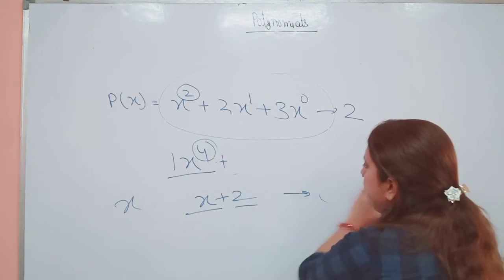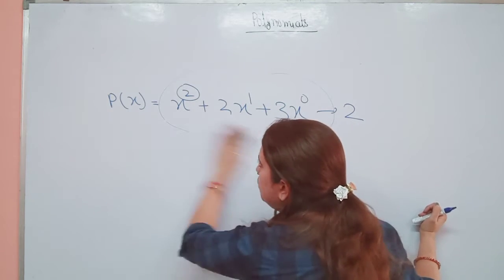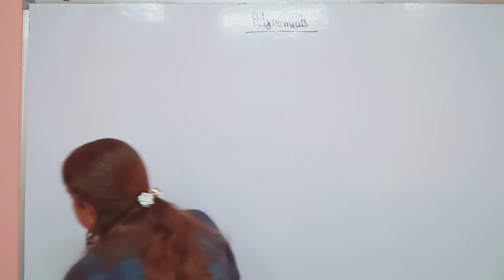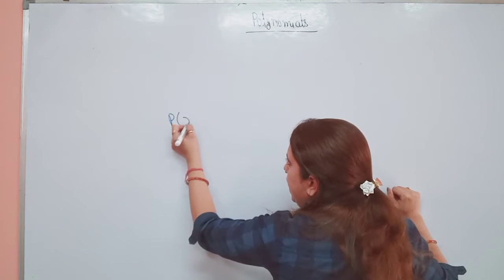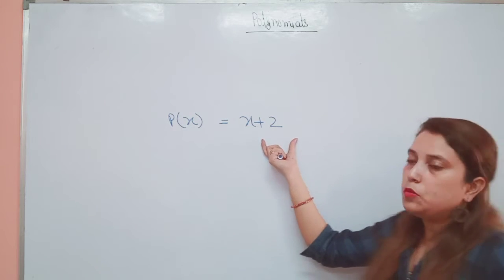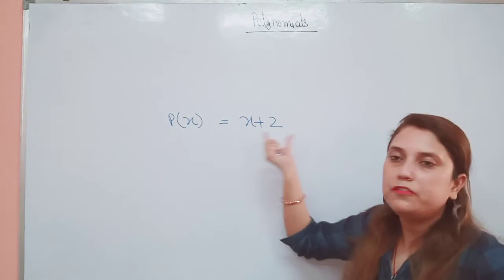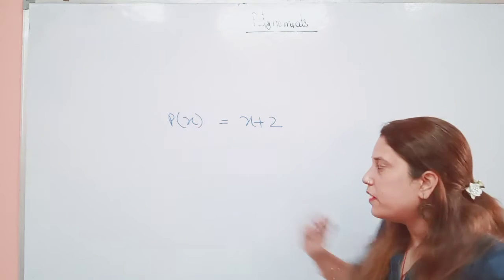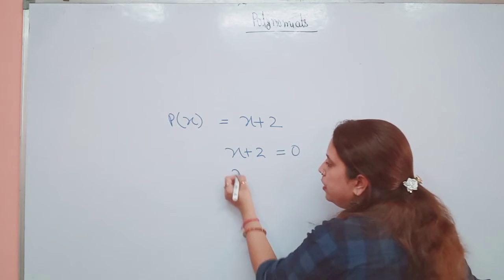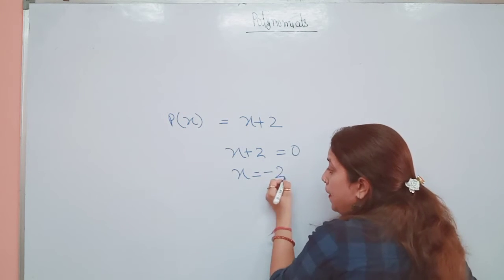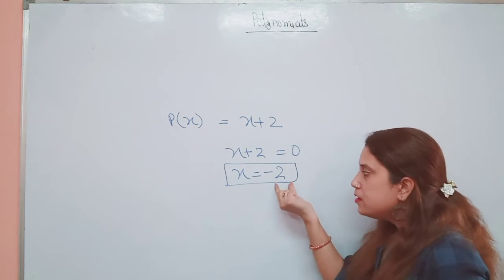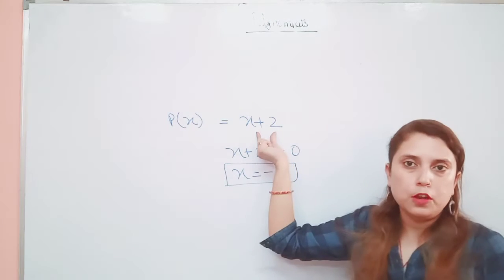Now the next thing: how to find the zeros of the given polynomial. Suppose we have the polynomial p(x) is equal to x plus 2. How to find the zeros? Zeros means the value of the variable, the value of x. How to find it? We equate it with 0. x plus 2 is equal to 0. It means x is equal to minus 2. It means minus 2 is the zero of this polynomial.